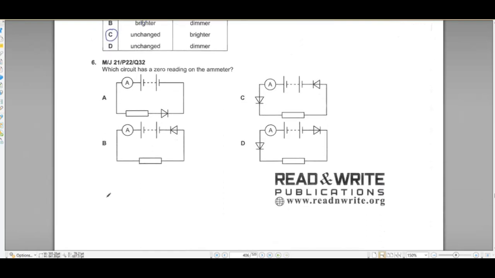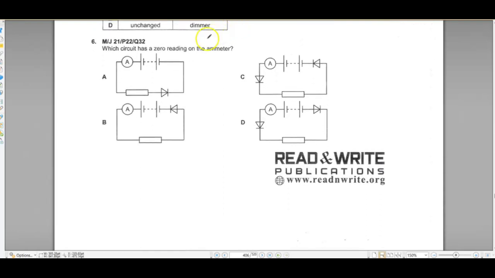Okay. Question number 6. Which circuit has a 0 reading on the ammeter? Okay, this is the positive terminal and this is the negative terminal. So the current is going to start from here, pass through the resistor. There is a diode and it is going to let the current move in this direction. And then it's going to reach the negative terminal. So the ammeter is going to have a reading over here.